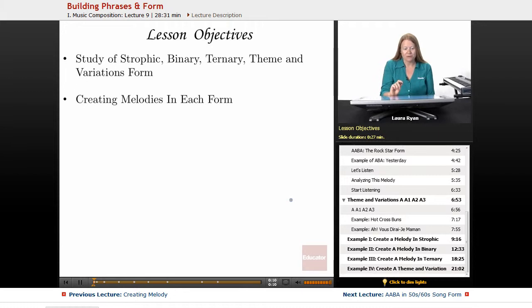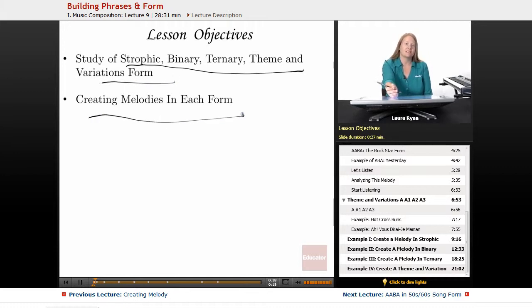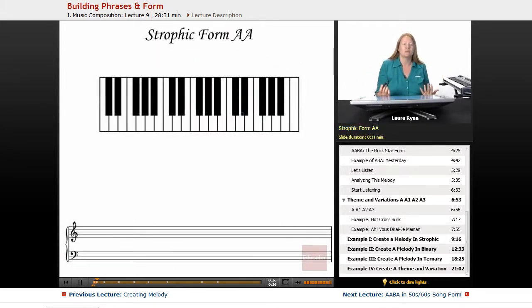Our lesson objectives for today will be studying strophic, binary, ternary, and theme and variations form, and we'll be creating melodies in each form. It's really important to be able to hear the form of either the classical piece, blues, jazz, rock, whatever form of music you're listening to. Once you know about usually the typical forms most music takes, you'll be that much more aware of it, and you'll be able to hear it more easily.